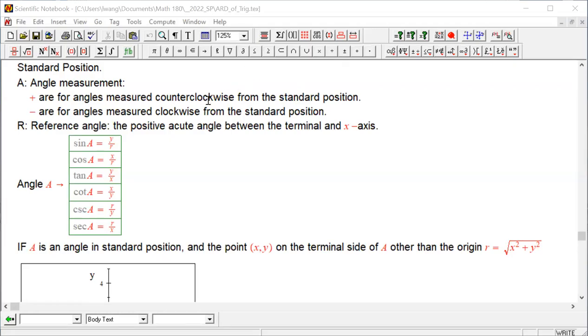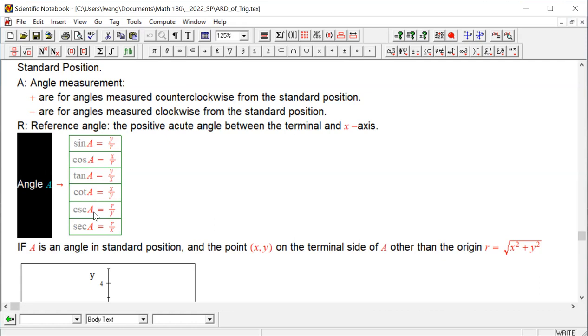Welcome. In this lesson, we're going to continue what we talked about from the introduction of trig functions. We used examples to go over the definition. The important points about the introduction of trig functions: first of all, all the angles that are the inputs for all the trig functions, sine through secant, are angles measured from standard position.